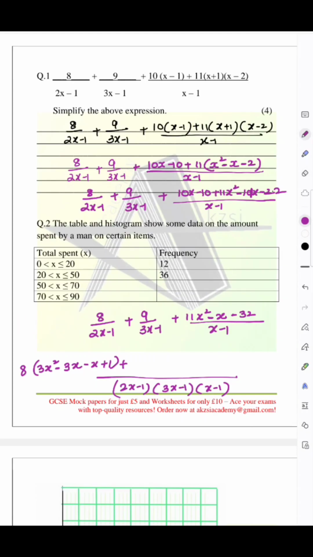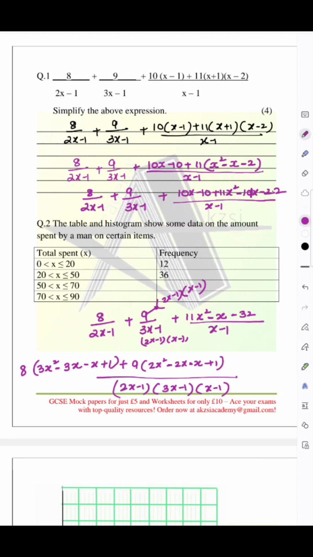Obviously, in order to make the coefficient the same, I mean the LCM the same, I need to multiply this with 2x minus 1 times x minus 1, and the same I'll do up there, which is 2x minus 1 times x minus 1. So this can be written as 9 times 2x squared minus 2x minus x plus 1.